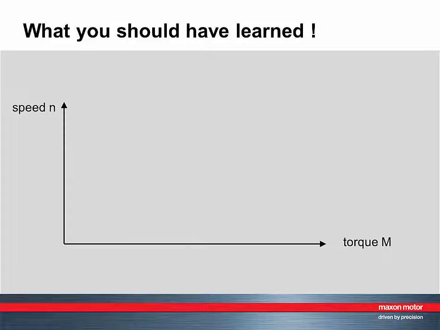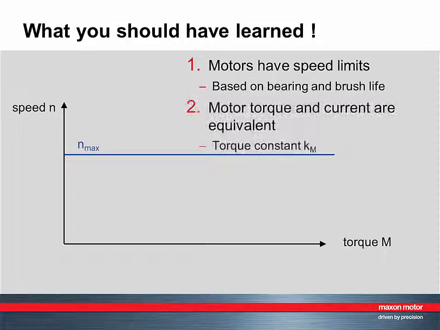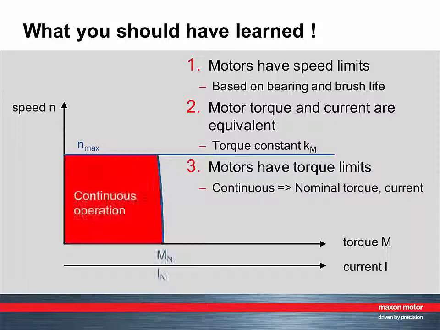So here is what you should have learned in this first chapter. First of all, motors have speed limits. They're based on bearing and brush life consideration. Second, motor torque and motor current are equivalent, and the relation between the two is given by the torque constant. Third of all, motors have torque limits. There is a continuous limit given by the nominal torque or the nominal current, and also short-term operation is limited. Essentially here, it's the time that limits short-term operation.